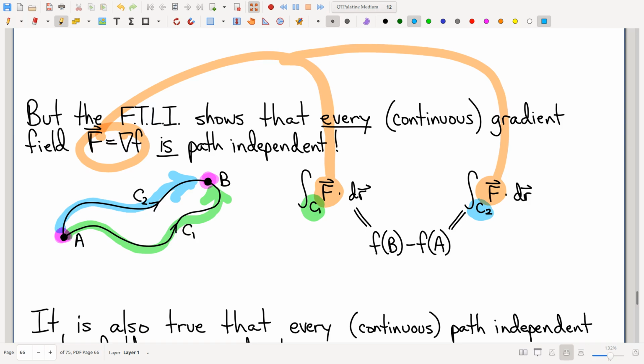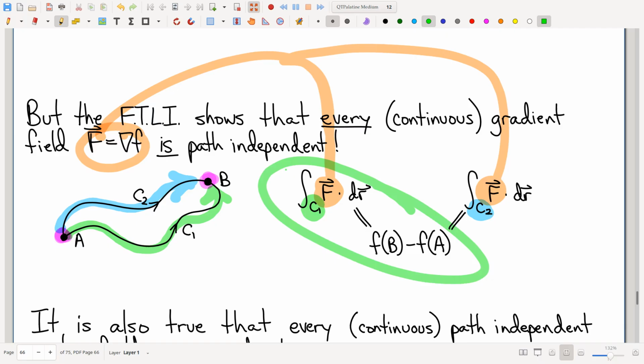Let's look at the green integral. The green integral says I want to do a vector line integral of f. Oh, wait a minute. That means I'm doing a vector line integral of a gradient. Fundamental theorem of line integrals says if you're doing a vector line integral of a gradient, you can compute that as f of b minus f of a. Likewise, for the blue integral, I'm doing a vector line integral of a gradient, and the fundamental theorem of line integrals says that's f of b minus f of a.